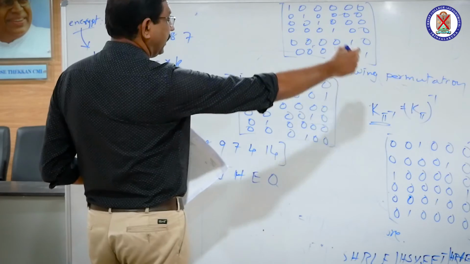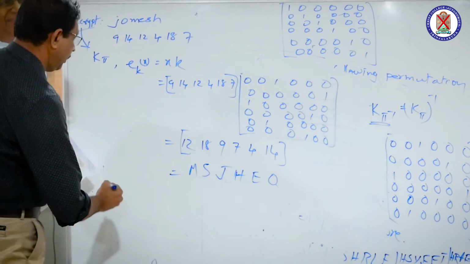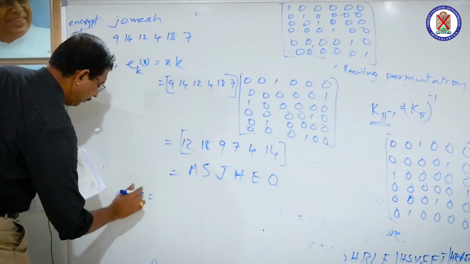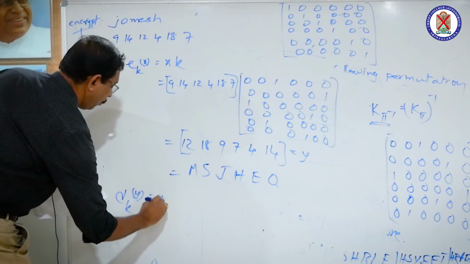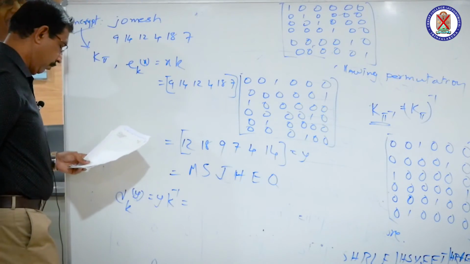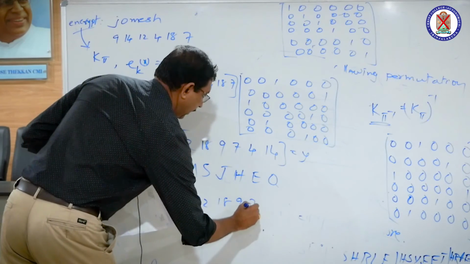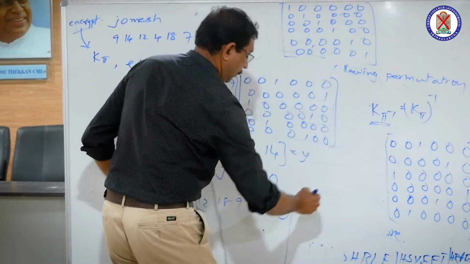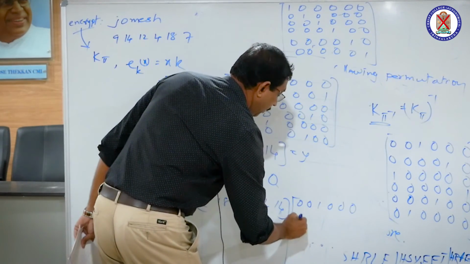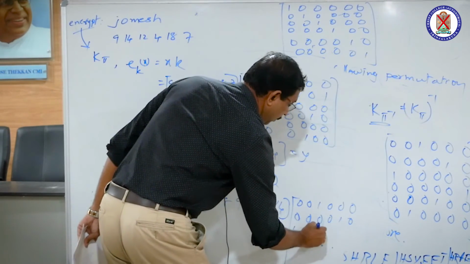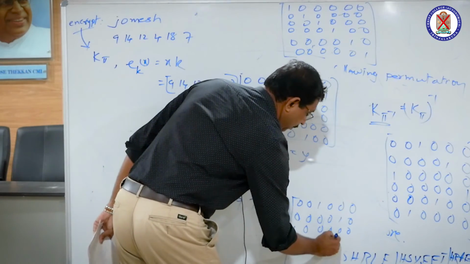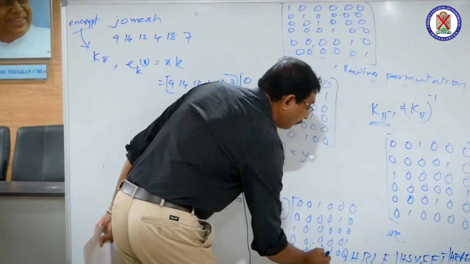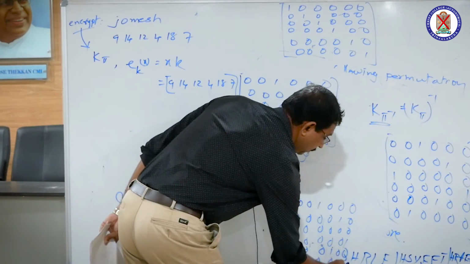Now, by using this inverse matrix K pi inverse, we can decrypt. D_K of y is equal to y into K inverse, that is 12, 18, 9, 7, 4, 14, all into this K pi inverse matrix.